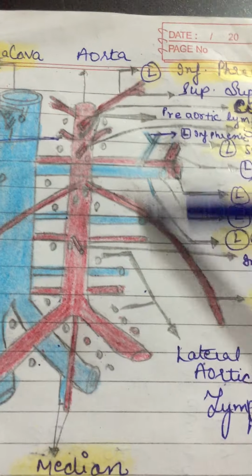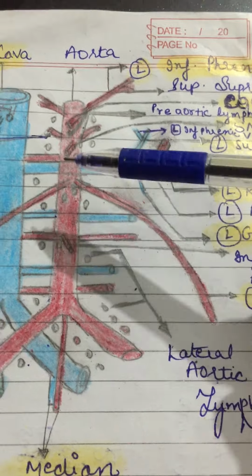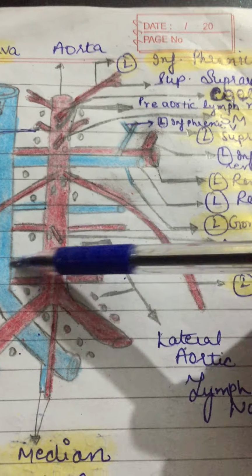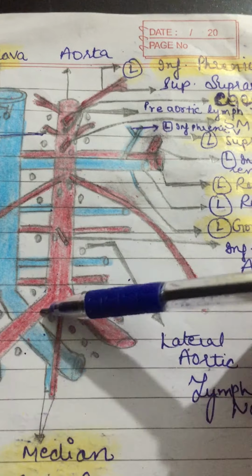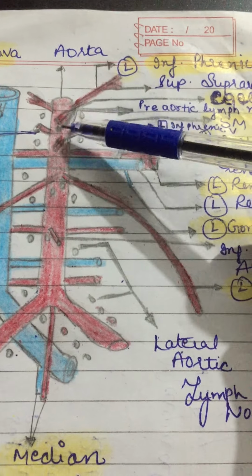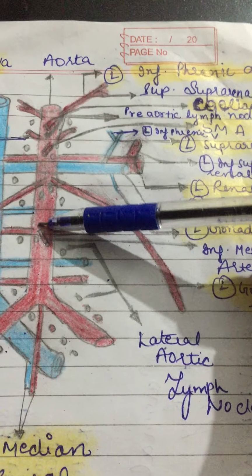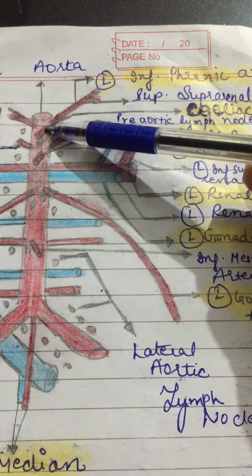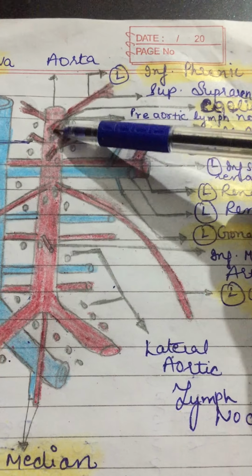Now let's discuss the branches. Its branches we divide into 4 parts. First are the anterior or ventral branches, second the lateral branches. Third are the dorsal branches which lie posteriorly, and then we have the terminal branches. Terminal are the 2 common iliac arteries. Ventral we have 3. One is the celiac trunk, second is the superior mesenteric artery, and this is the inferior mesenteric. So these are the anterior or ventral branches.